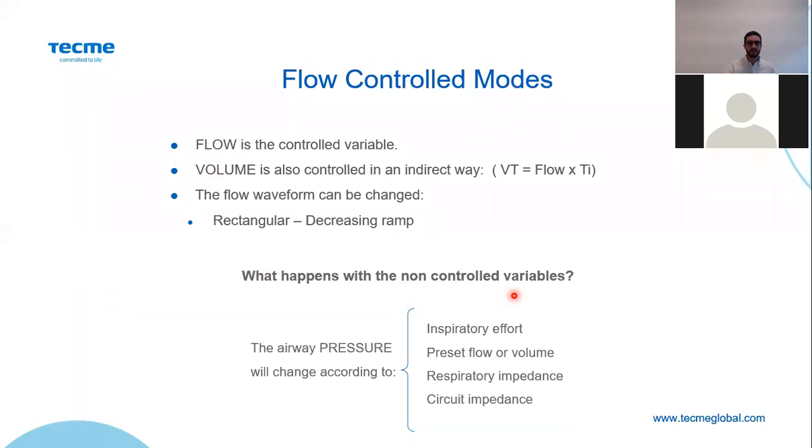What happens with the non-controlled variables? I mean, what happened with the pressure? The pressure will change here according to the inspiratory effort, according to the preset flow or volume, according to the respiratory impedance, according to the patient resistance, the patient compliance, and the circuit impedance, okay?